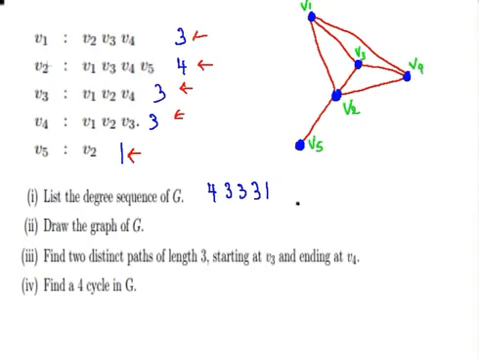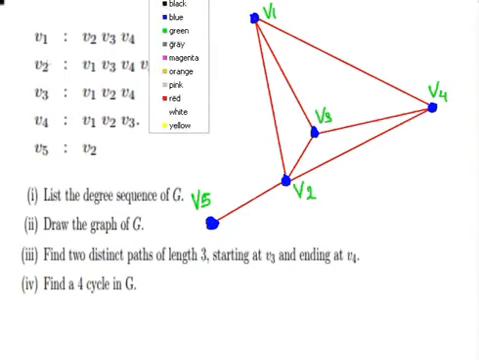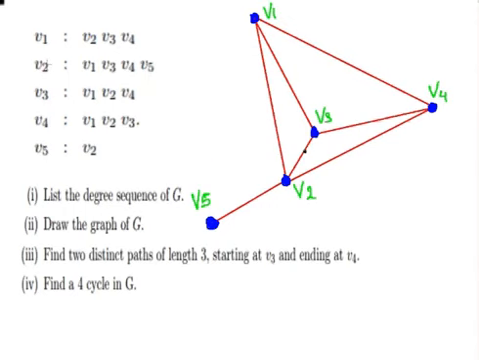Now what we're going to do is find two distinct paths of length 3 starting at V3 and ending at V4. This is the main part of the presentation. So let's look at that now. If it is of length 3, it must pass through 3 edges. So let's have an example of one here.